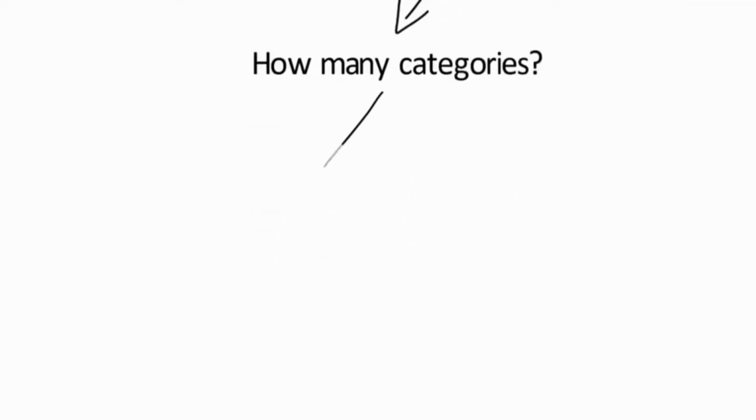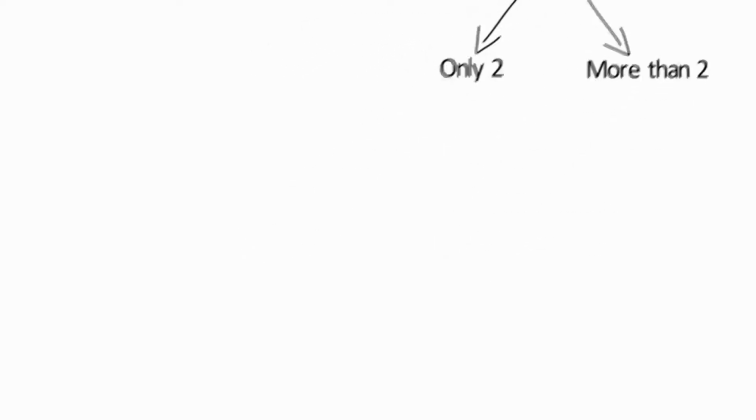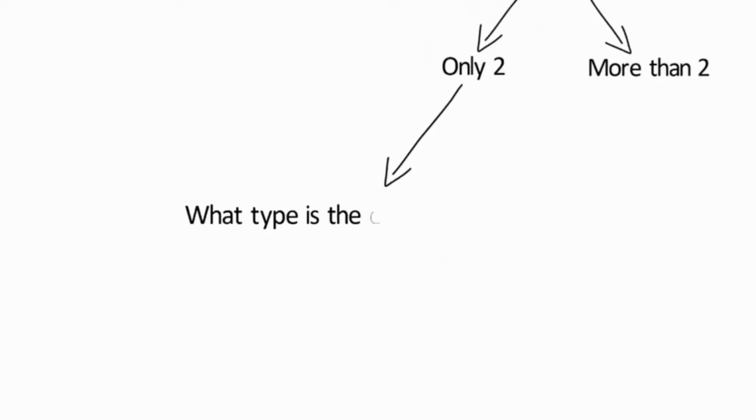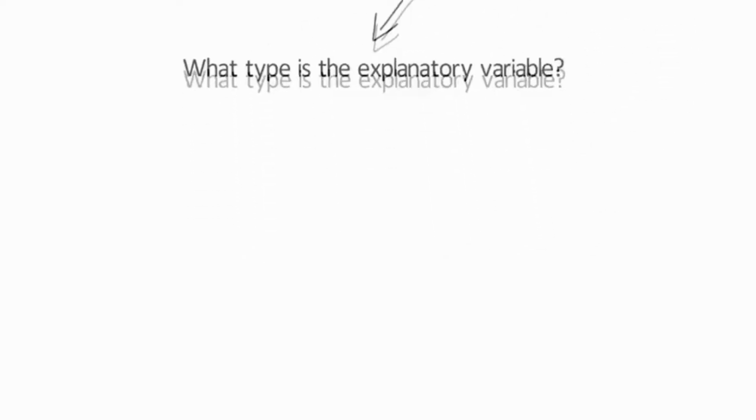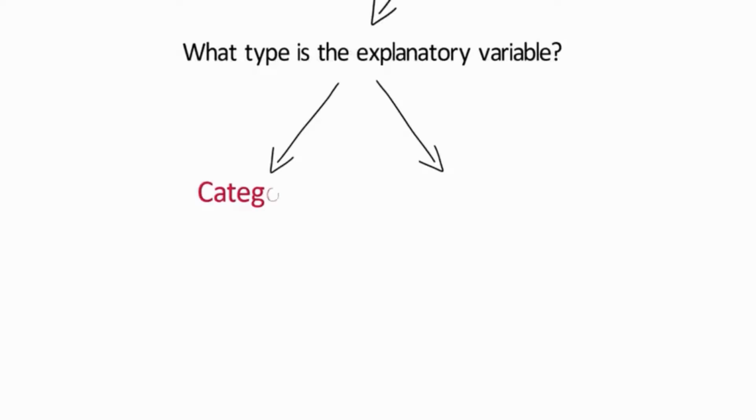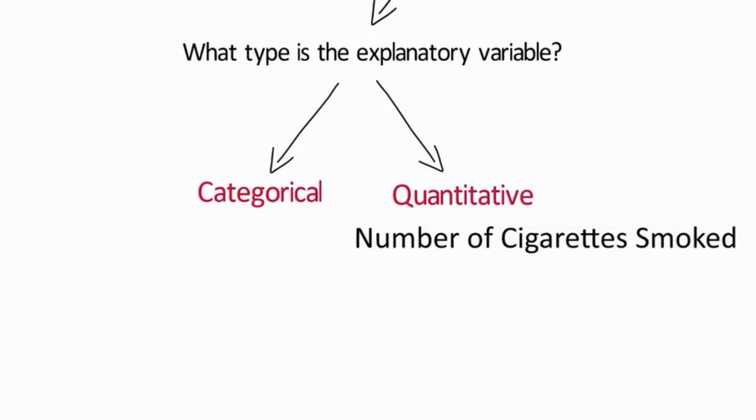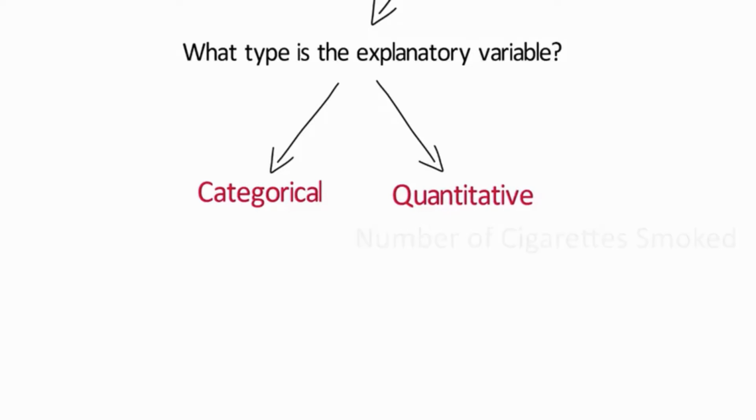in the response variable. The next question to ask is, what type is the explanatory variable? The explanatory or independent variable is number of cigarettes smoked per month. As we saw in the demonstration of histograms, this is a quantitative variable.